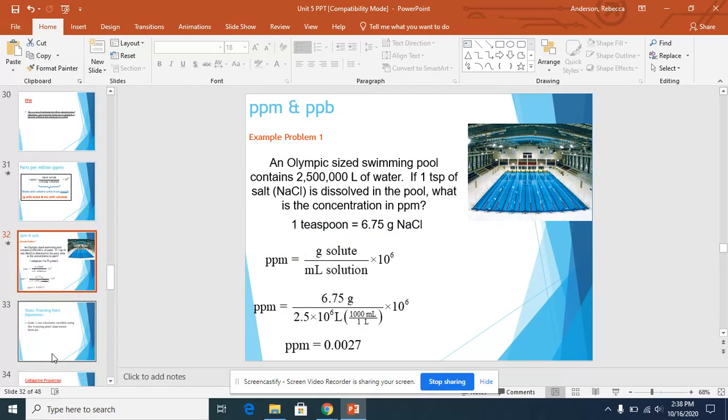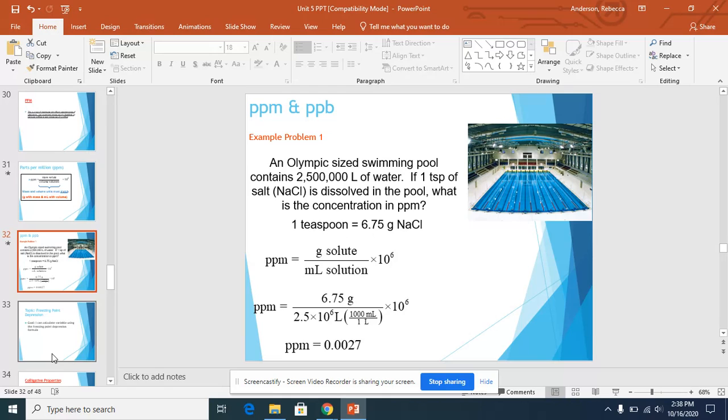So here's where you may see this. For an example, an Olympic-sized swimming pool contains 2.5 million liters of water. If 1 teaspoon of salt is dissolved in the pool, what is the concentration in ppm? 1 teaspoon is 6.75 grams of NaCl.